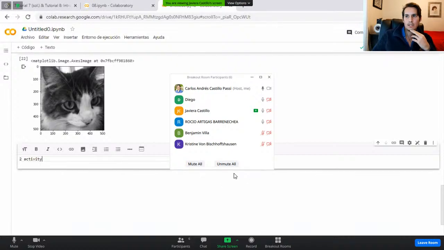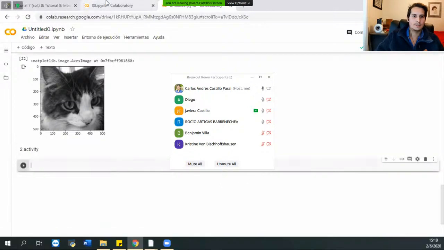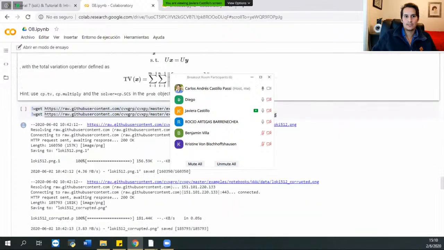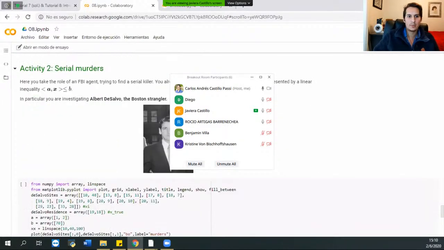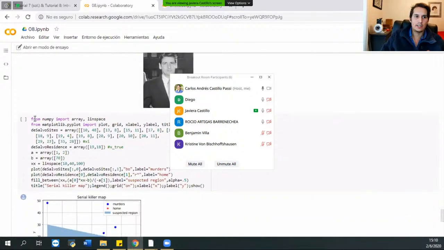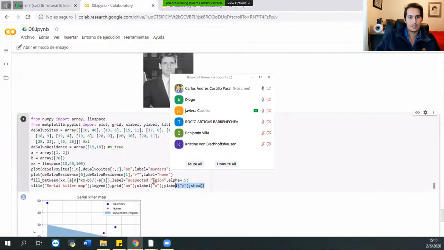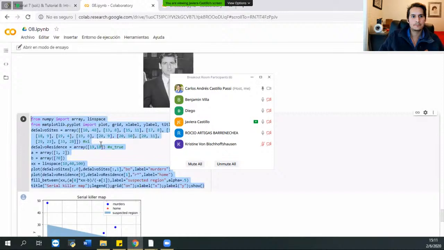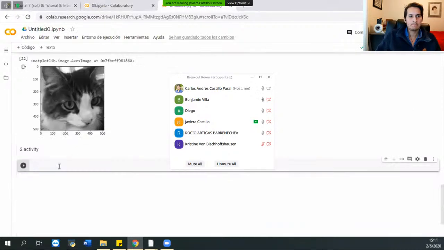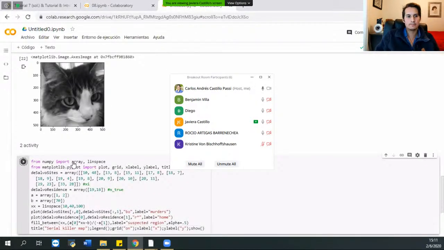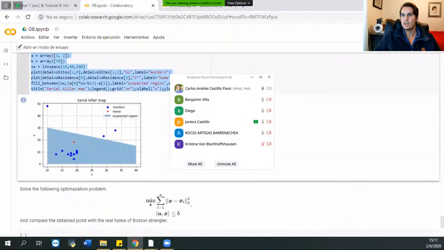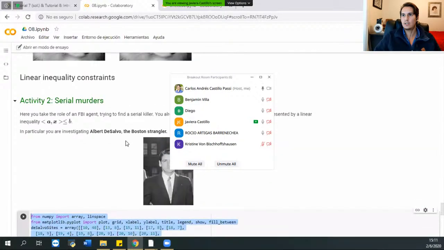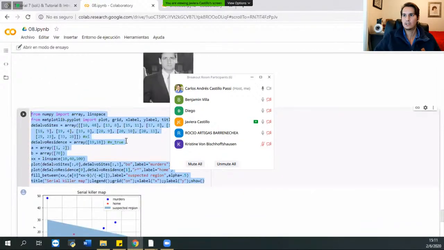And the second activity I was talking about is about a serial killer, a real serial killer, and the positions of the murders in a map. And you're an FBI agent that is trying to find the home of the serial killer. Carlos, de A y B, ¿son lo mismo que de lo que está arriba? No. The A and the B are defined in the cell after the activity 2.